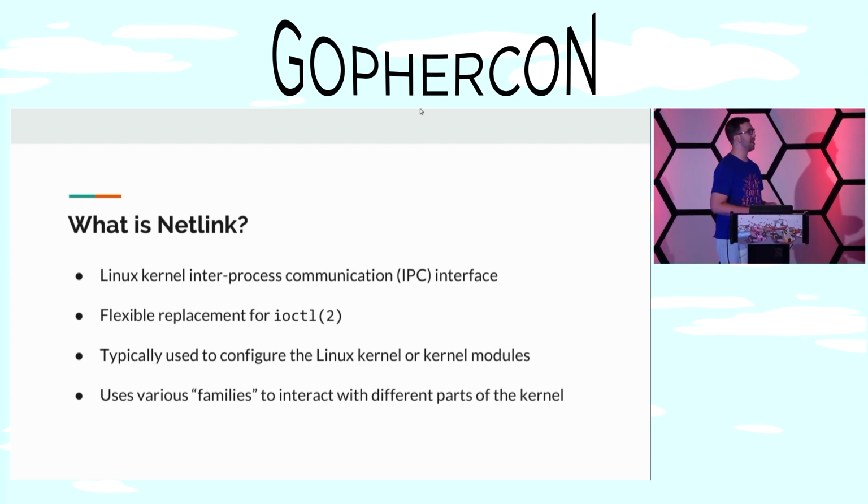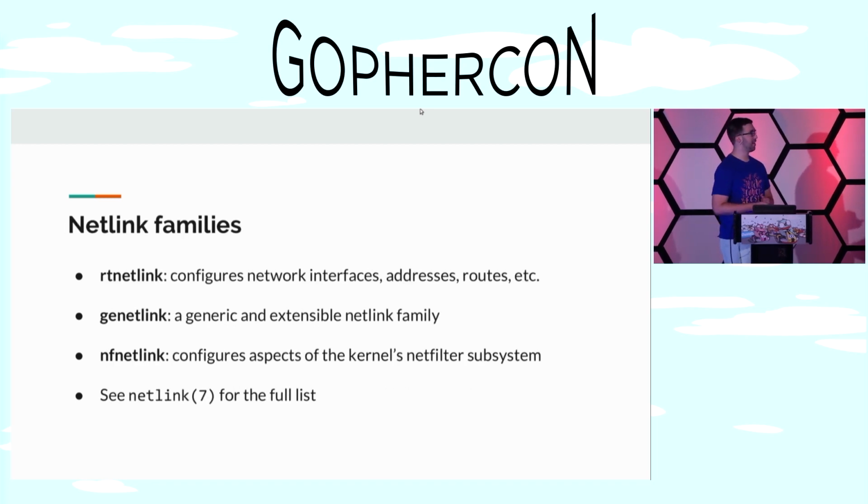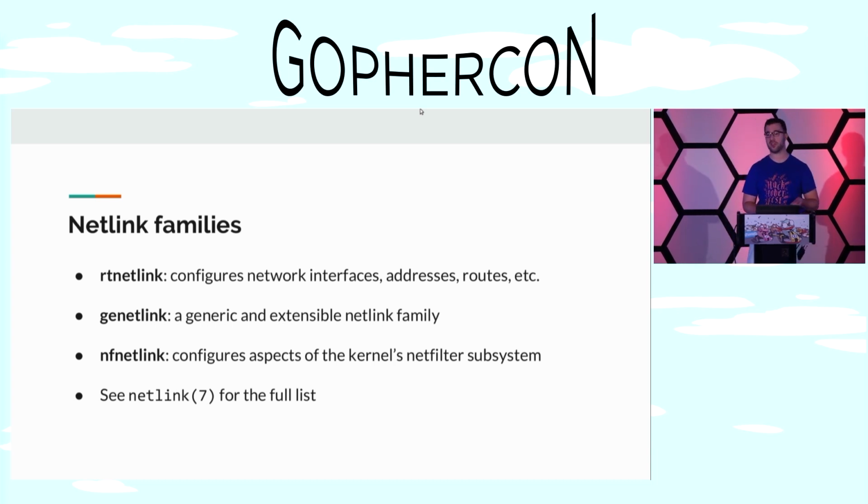So typically, you would use Netlink to configure the Linux kernel modules, various parts of the kernel. And this is done using Netlink families. And the family interacts with different parts of the kernel. Some of the example families include Route Netlink, or RT Netlink. This is used for configuring network interfaces, addresses, routes, etc. IP Route 2 on Linux uses this.